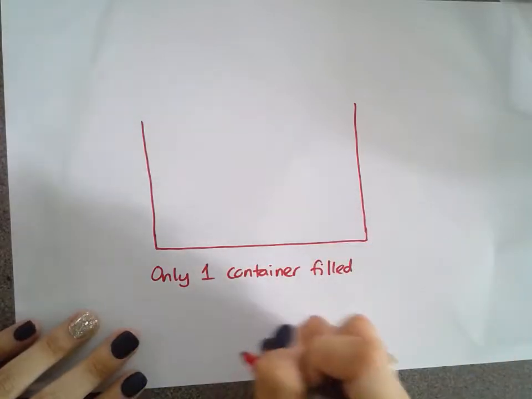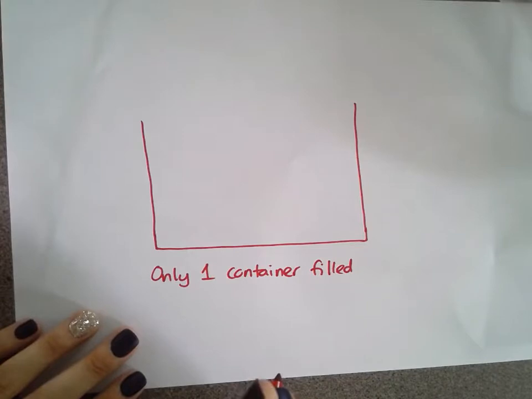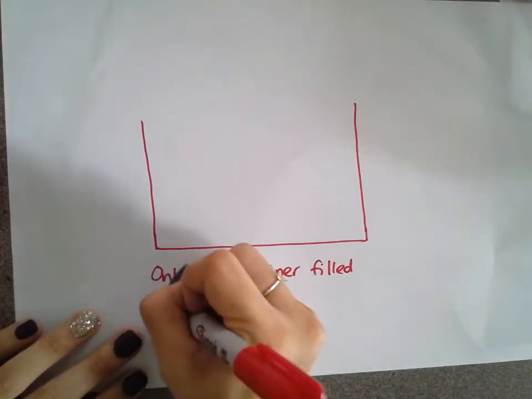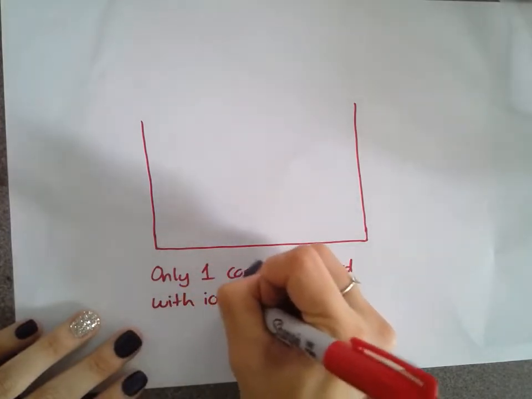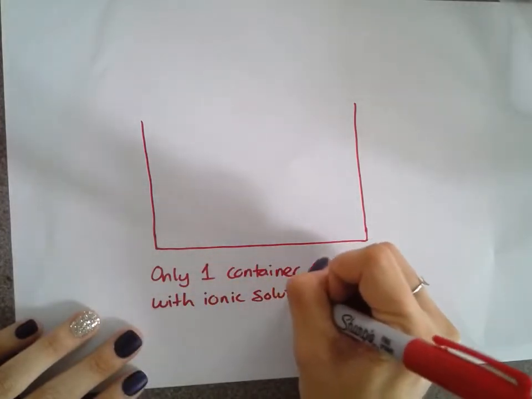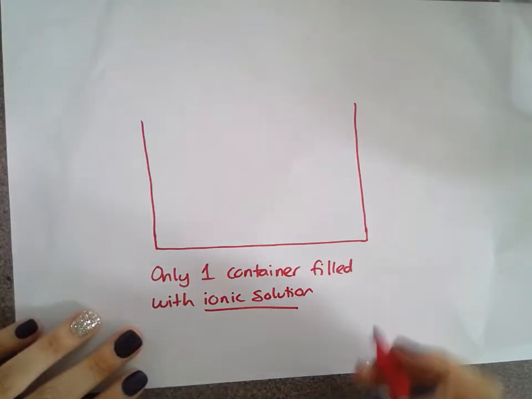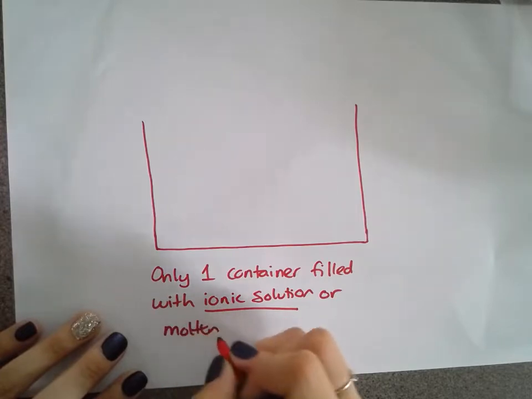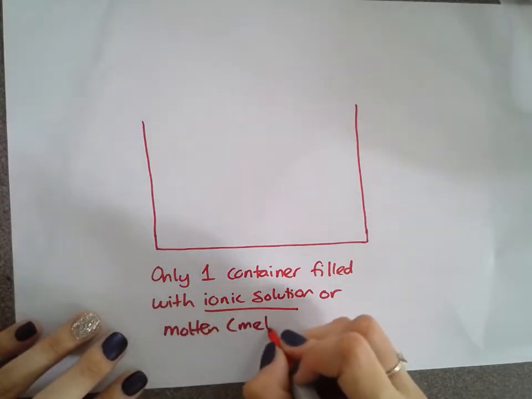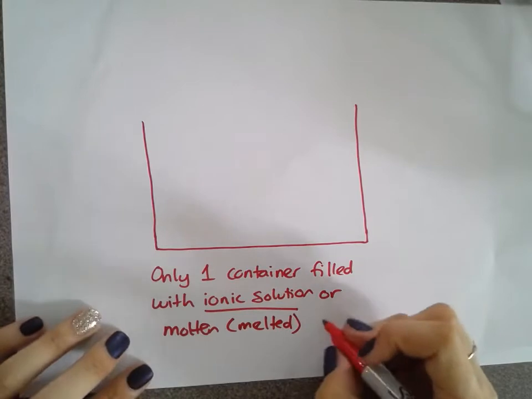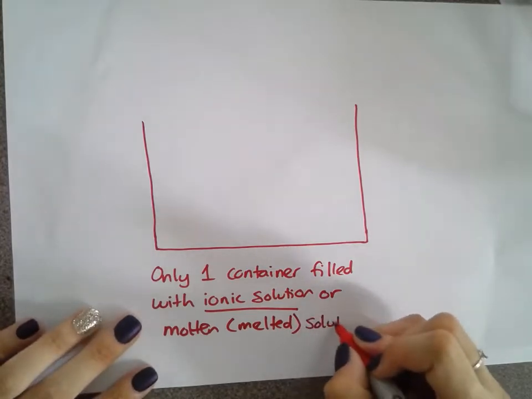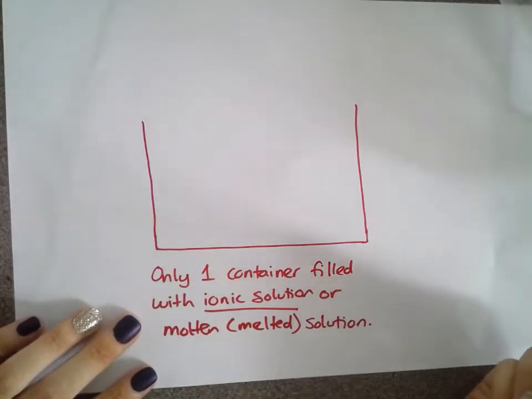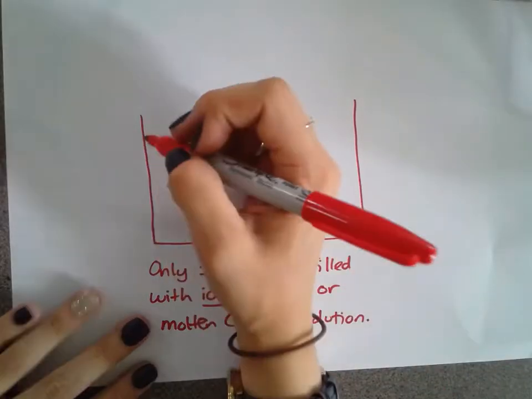Now, this container is filled with one of two potential things. The first thing it could be filled with is an ionic solution. Or the other thing is it being molten. Molten just means melted, if you guys remember from last year. Any idea of why it would need to be melted or dissolved? So that the ions are disassociated? Yes, I want my ions to be mobile. So let's draw some liquid in there.